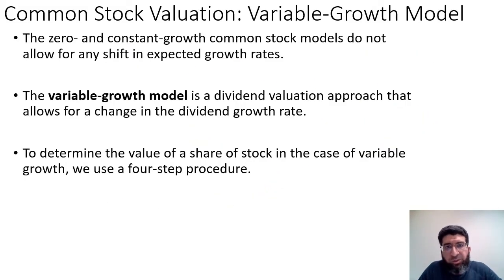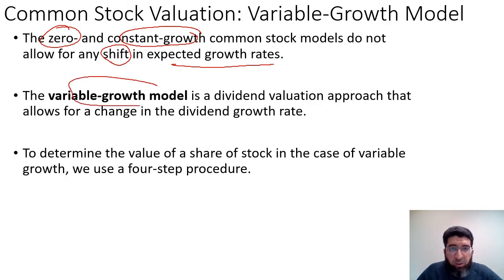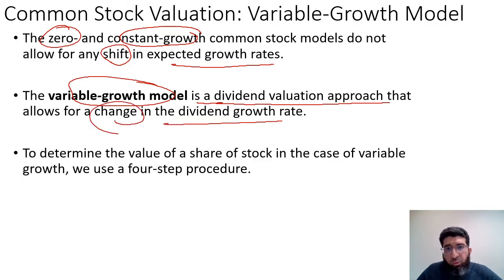Now the zero and constant growth models, common stock models, do not allow for any shift in expected growth rates. This is a problem because zero means no growth, so there is no possibility of a shift, and constant growth means that the growth remains constant during the estimation period, so we cannot shift it. The solution is to create a variable growth model, a dividend valuation approach that allows for change in the dividend growth rate, so we can see how, if the growth shifts during different time periods, it would influence the price of the stock.